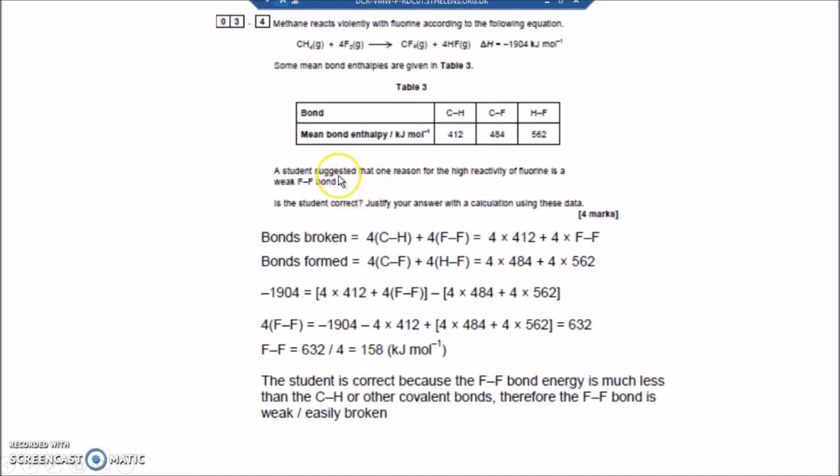Is the student correct? The student suggests that one reason for high reactivity of fluorine is a weak F-F bond. Is the student correct? Justify your answer with calculation. The student's correct because the F-F bond is much less than the C-H or the other covalent bonds, therefore the F-F bond is easily broken. 158 seems to be much less than the other bond enthalpies in the question.